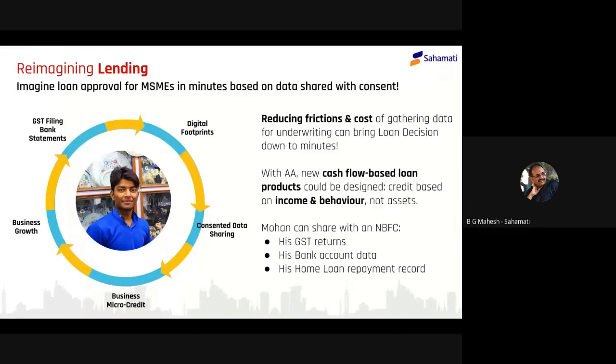With account aggregator, this entire thing can be automated. So the lender is able to see all this information, and within 120 seconds, the bank can figure out whether he should get a loan or not, irrespective of the size.